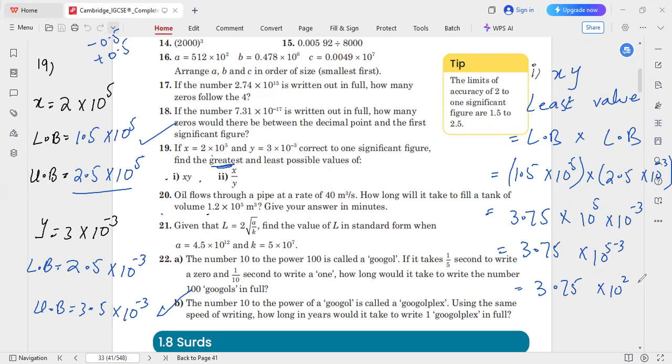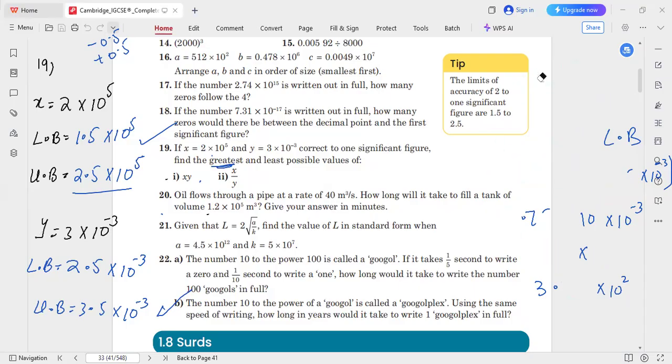Okay, so this is the first part, and we have got the least possible value and the greatest possible value for xy. As the numbers were being multiplied, we needed to pick up the upper bounds for getting the greatest value, and then pick up both lower bounds to get the least possible value. But for x by y, the second part, as we need to go on by division, we need to be careful about how we can find the greatest or the least possible value. Okay, so let's work on this.